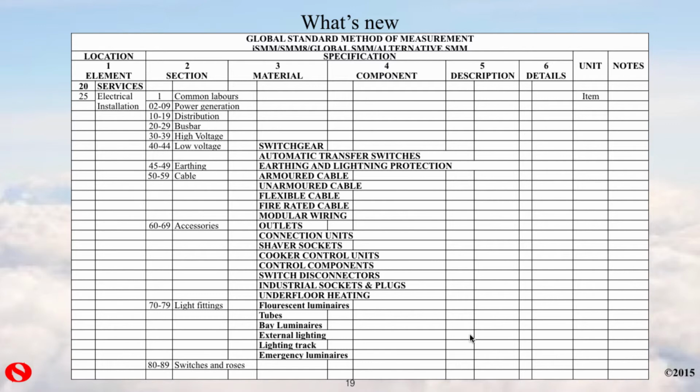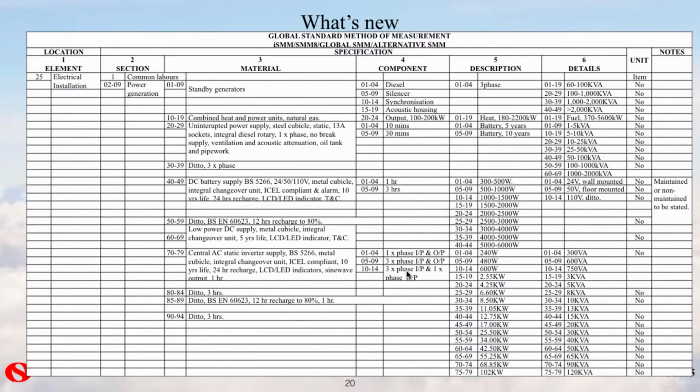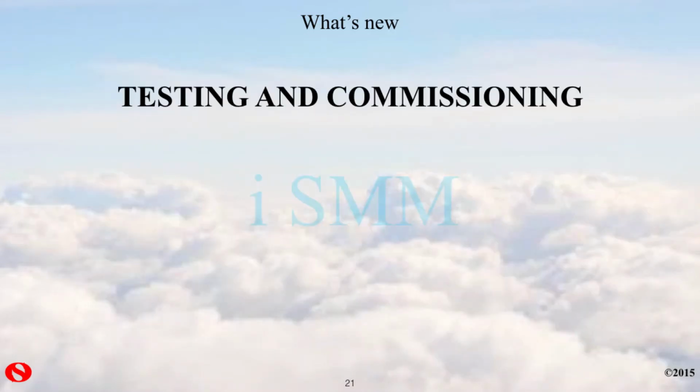The electrical services has a similar detailed standard method. Again, here's a summary. There are 10 separate sections for the electrical service and a host of subsections dealing with materials and components. The example here is power generation, which runs through the detailed description of materials and the components and descriptions of the ratings as appropriate for description and details.